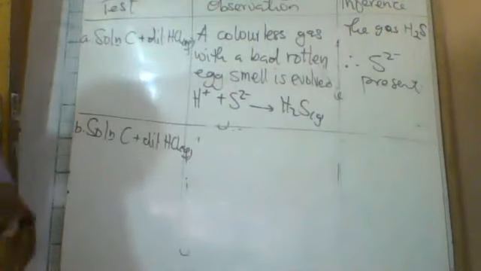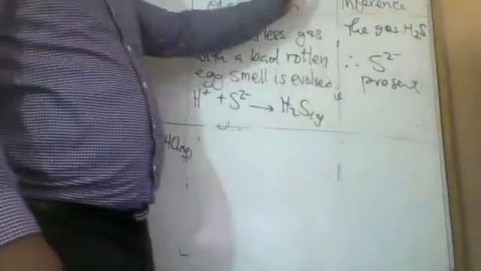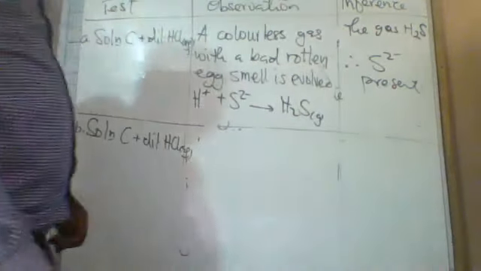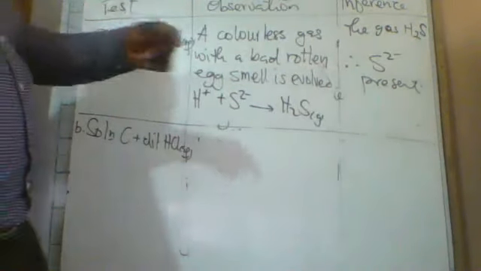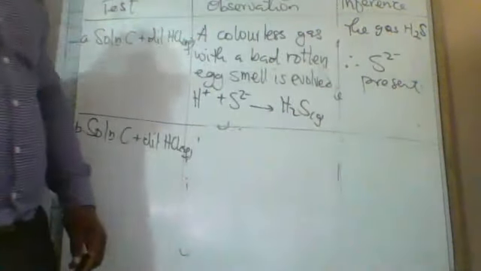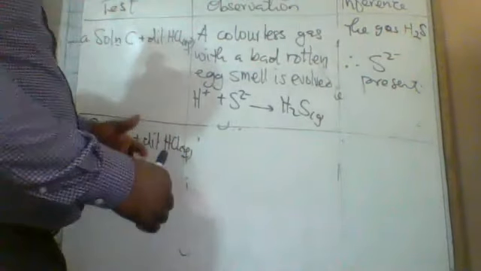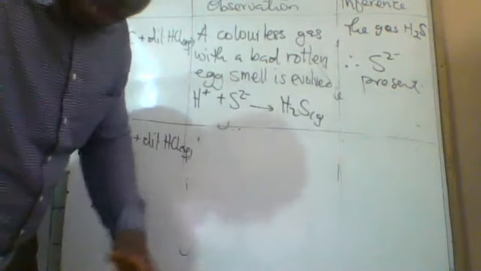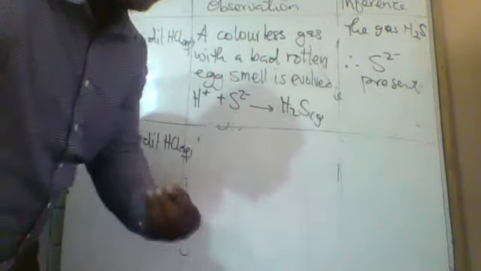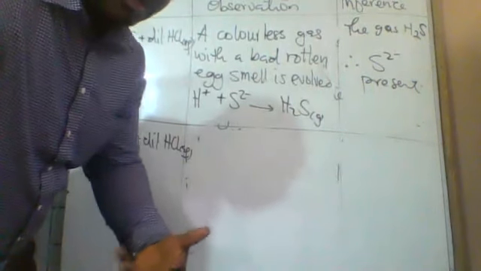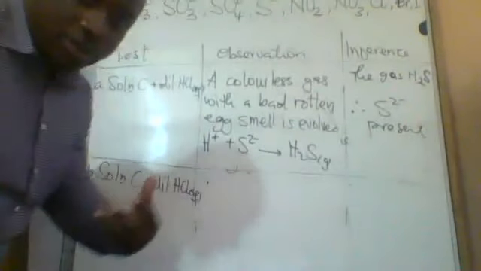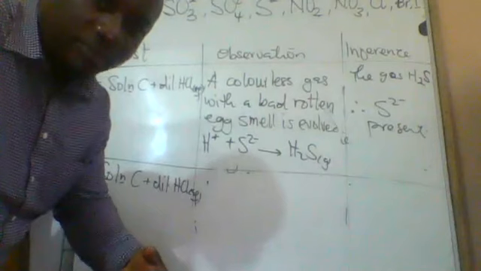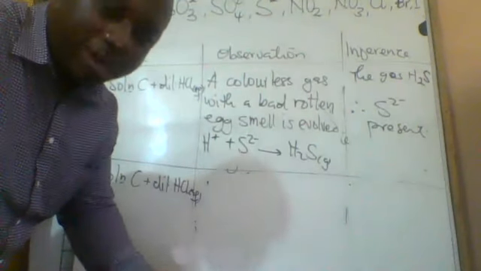Now, when it comes to this NO2 negative and NO3 negative, if you add HCl to a test solution that contains the NO3 negative, there will be no observable reaction. There will be no gas evolved. But when you heat it, when you warm it a little, then a brown gas will be evolved, which is acidic. It will turn wet blue litmus paper red.